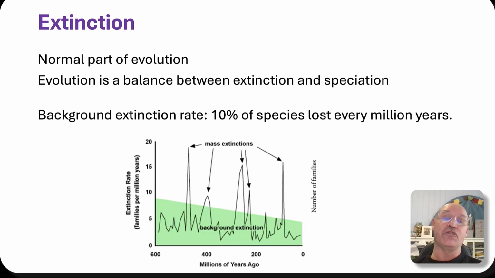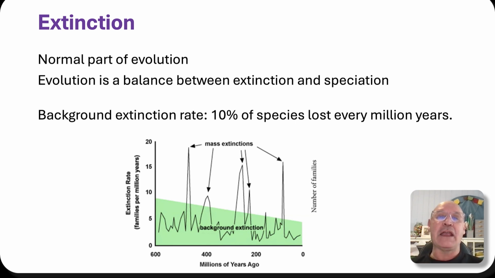Now, extinction is a normal part of evolution. In fact, it's a balance between extinction and speciation. So extinction, of course, is the removal of species, but speciation is the addition of new species. So whenever there's extinction, it opens up new niches for new species to develop. So it's a balance between these in evolution.